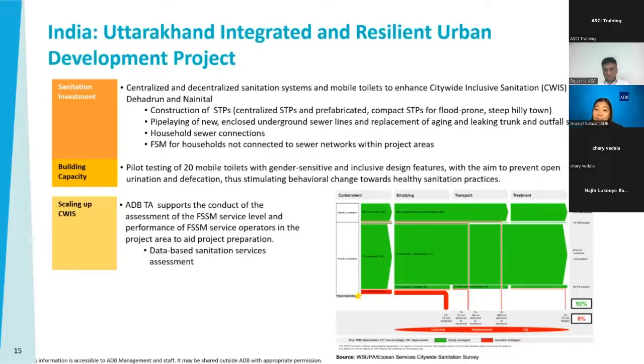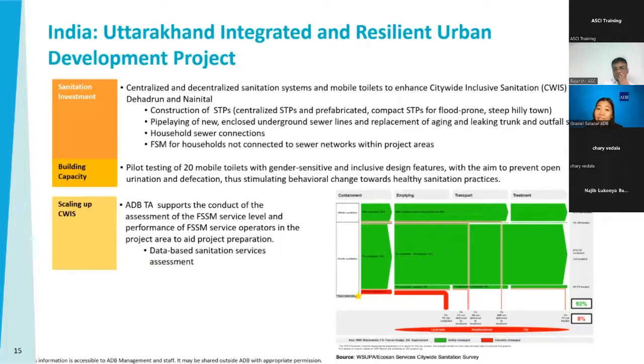To further embed CWIS in this project, an analysis of the existing sanitation sector at the state and city level was conducted through technical assistance. Findings in these assessments would ensure the adoption of the CWIS approach to project design, and that appropriate technologies and solutions would be considered in sanitation planning.